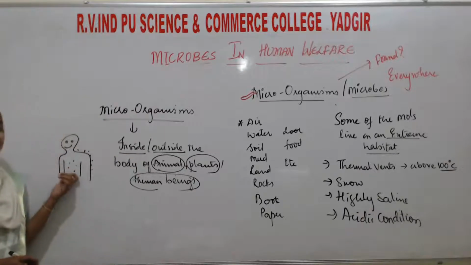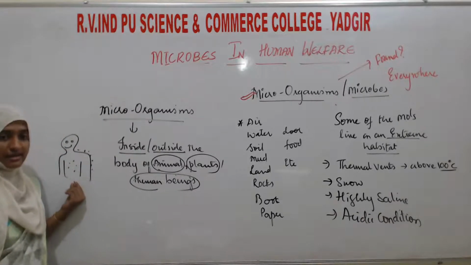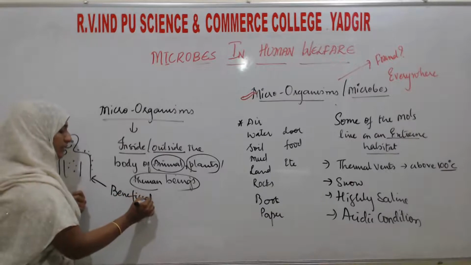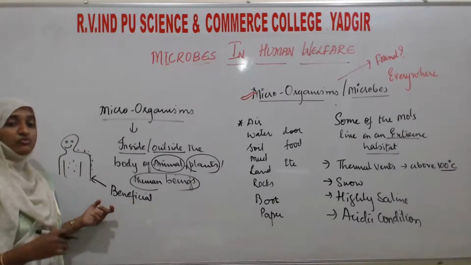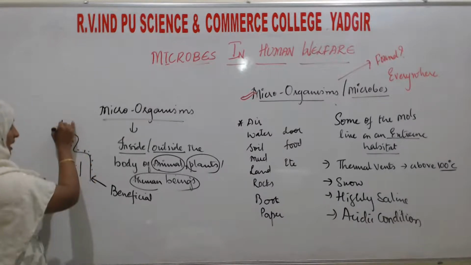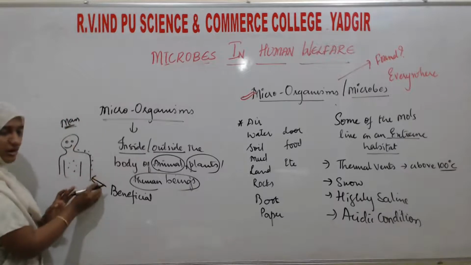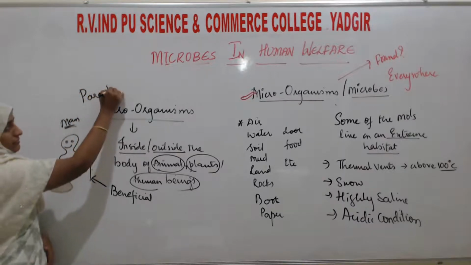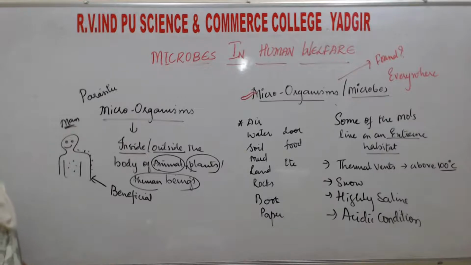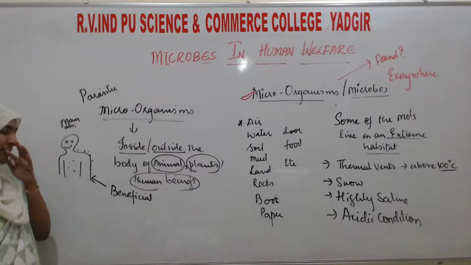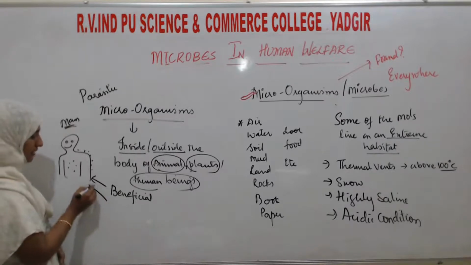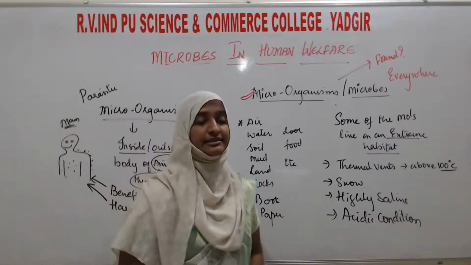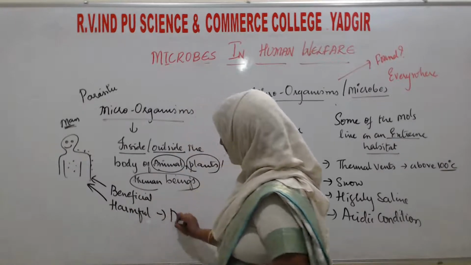If such microorganisms are present on the surface of the body or inside the body, some of them are beneficial, meaning they are useful to the human body. Here we are taking the example of a man. Those living outside or inside are called parasitic microorganisms. Some are beneficial and some are harmful. Harmful means they cause diseases in the human body.